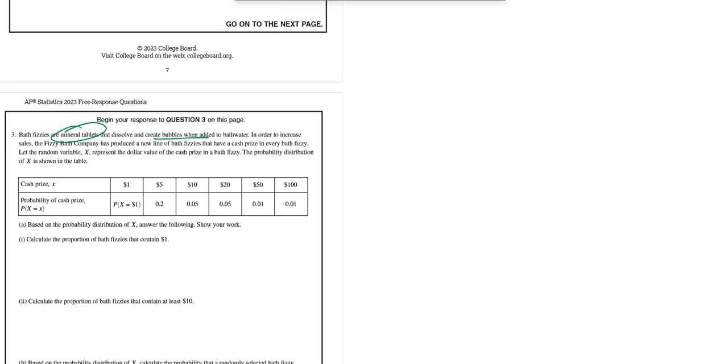In order to increase sales, the Bath Fizzy company has produced a new line of bath fizzies that could have a cash prize in every one. A random variable is given, with the probability of a cash prize based on a probability distribution. Okay, so let's just do it.